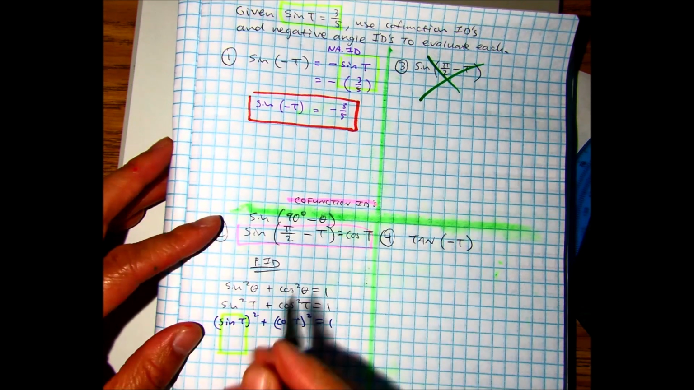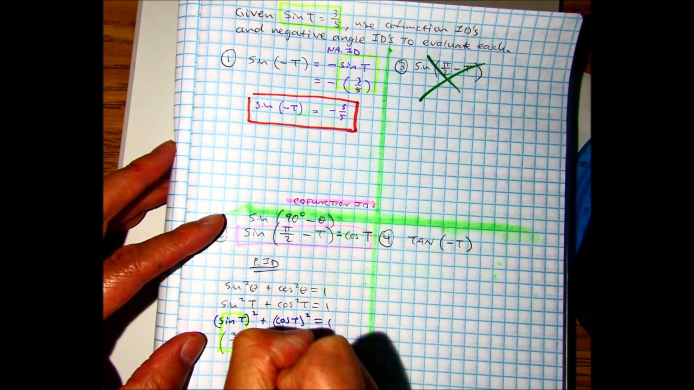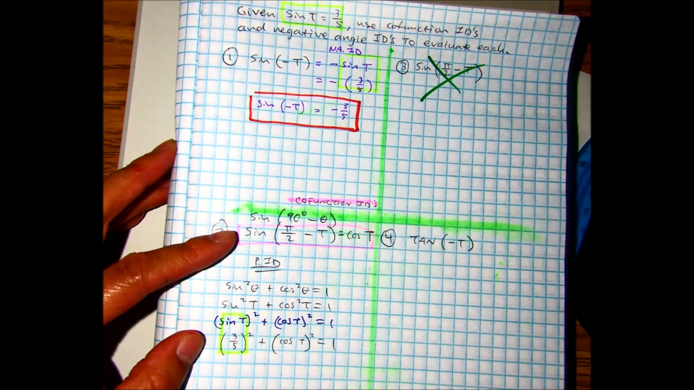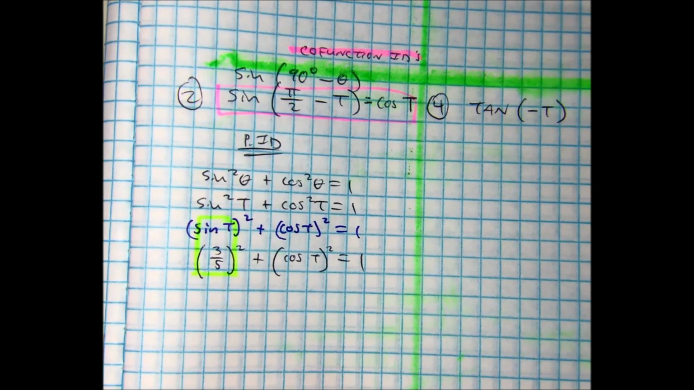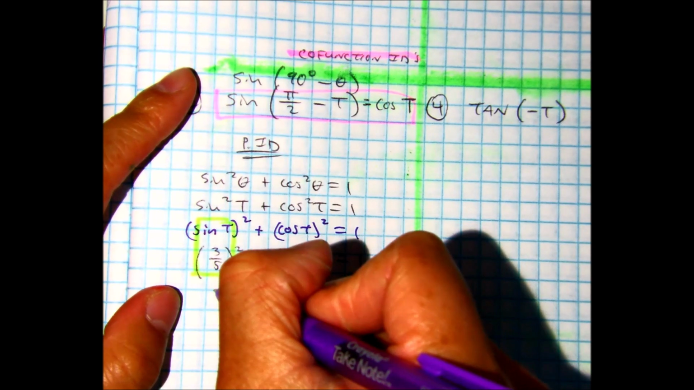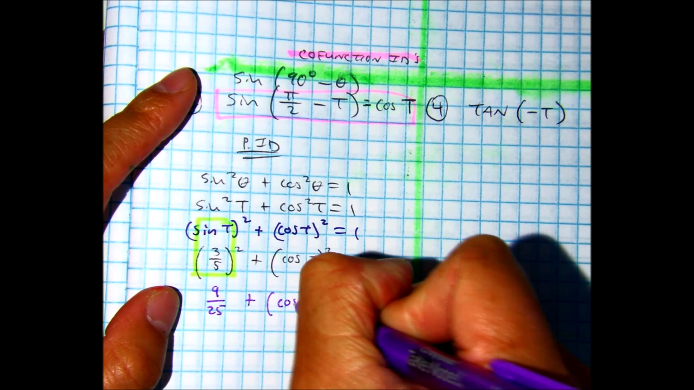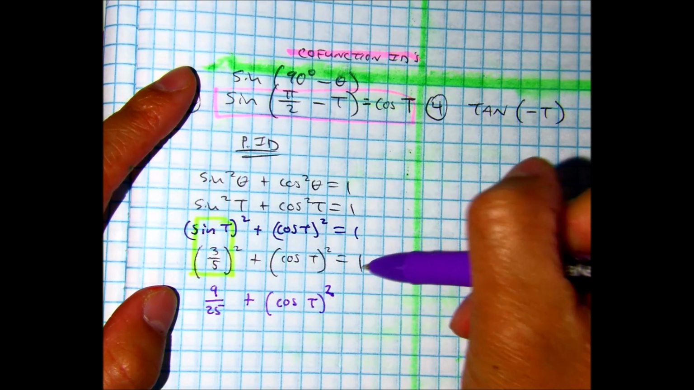Class, what is sine of t? 3/5 squared. I have cosine. Class, 3/5 squared is 9/25. It's a 2. Class, how do you make 1 a fraction?